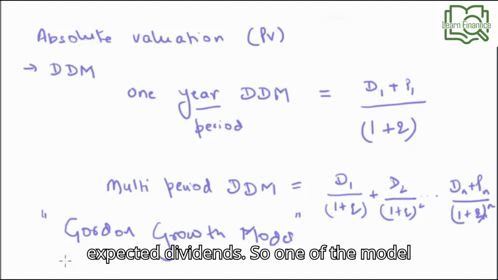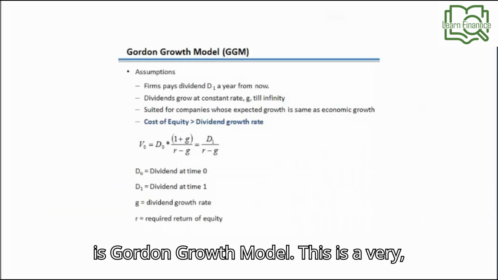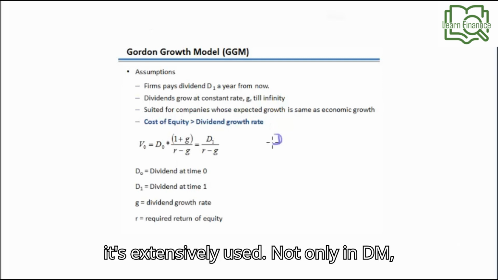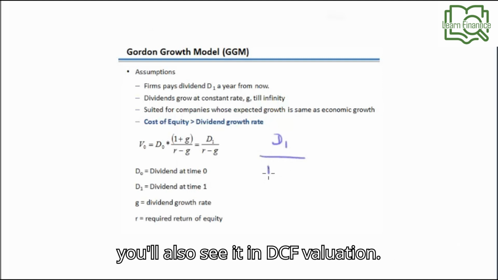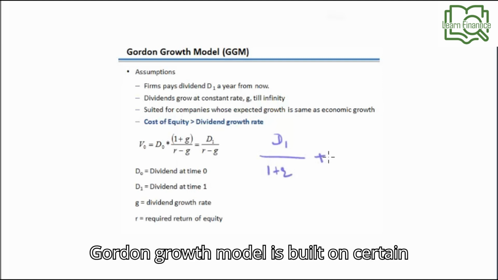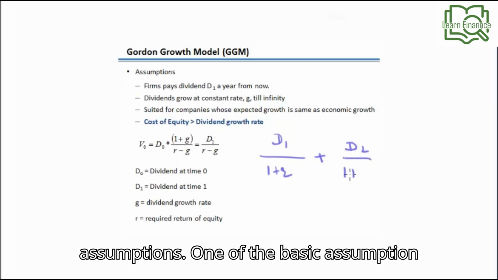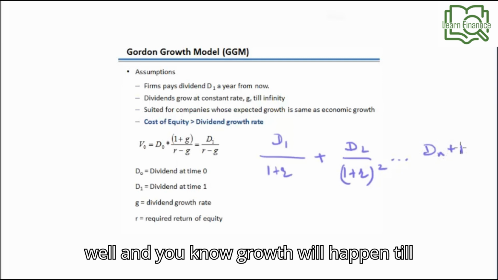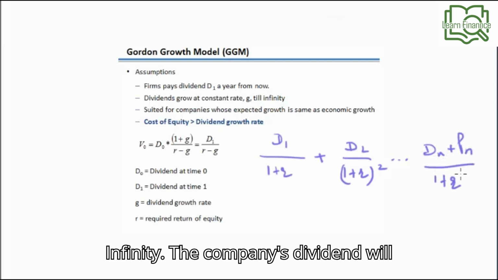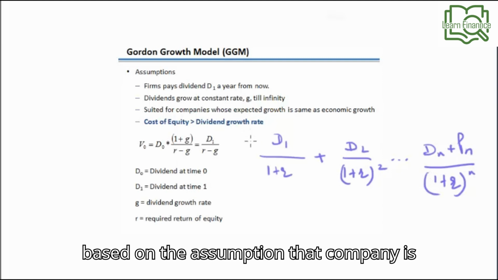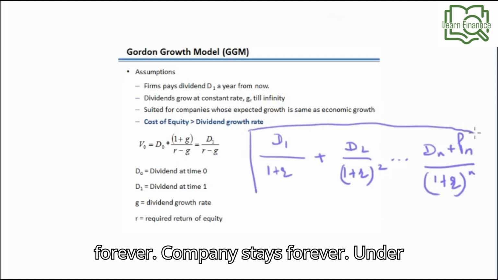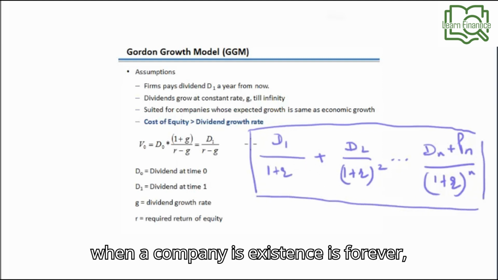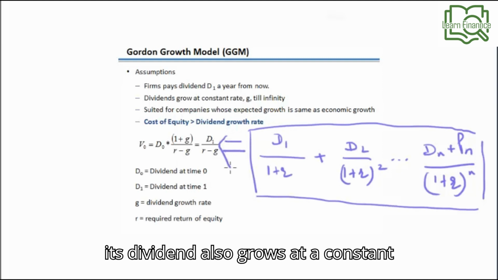One of the models which is popularly used for this purpose is the Gordon growth model. This is a very, very popular model in the finance world, and it's extensively used not only in DDM, you'll also see it in DCF valuation. The Gordon growth model is built on certain assumptions. One of the basic assumptions is that dividend will be paid in the future as well, and growth will continue till infinity. This is based on the assumption that the company is forever. Under the Gordon growth model, it's assumed that when a company's existence is forever, its dividend also grows at a constant rate till infinity.